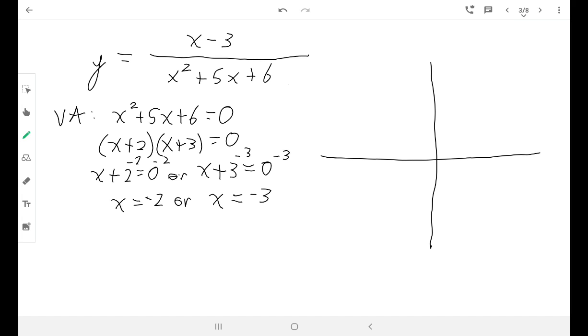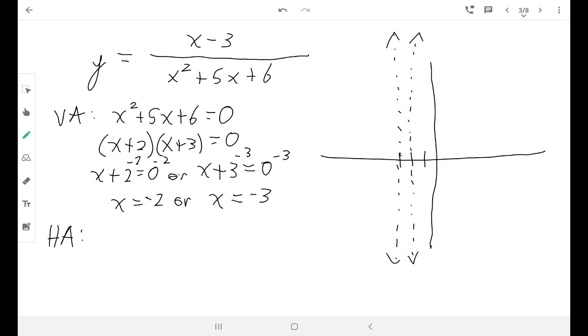So if I'm sort of starting to graph this, I've got one vertical asymptote at x equals -3. I've got one vertical asymptote at x equals -2. And then I got to figure out what in the world is going on. But before that, I got to figure out my horizontal asymptotes.